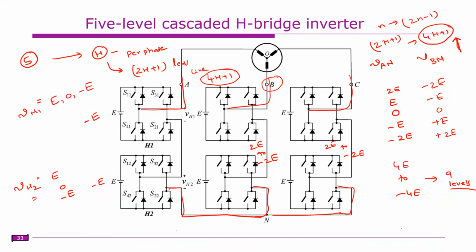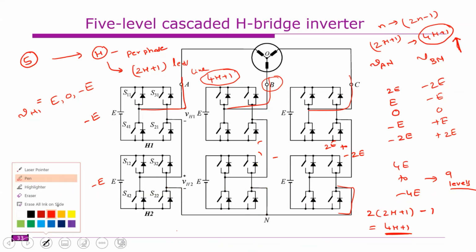So it is 2 into 2H plus 1 minus 1, that is 4H plus 1 only. So you have H number of H bridges per phase. You can get a maximum phase voltage of 2H plus 1 levels, and a maximum line voltage equal to 4H plus 1. So this is how a cascade H bridge operates.